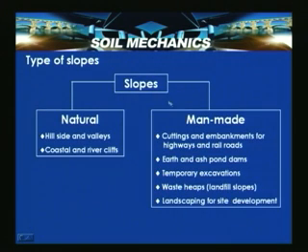Types of slopes: now let us categorize them. They can be natural and man-made slopes. Hillsides and valleys form the natural slopes, and coastal and river cliffs are examples of natural slopes. Examples of man-made or artificial slopes are cuttings and embankments for highways and railroads, earth and ash pond dams where we store coal ash, temporary excavations, waste heaps or landfill slopes which are increasing in the modern world, and landscaping for site development, that is, for the development of the site, the landscaping can create artificial slopes.